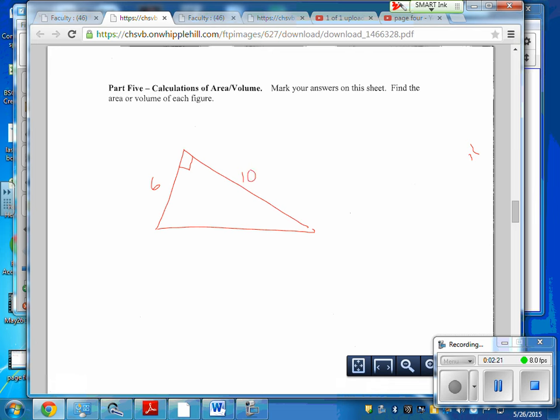You should know that the right triangle legs are perpendicular. So either one of these could be the base and the corresponding altitude. So the area would be 1/2 times 10 times 6, which is again 30. And again, if these are millimeters, that would be millimeters squared. You do not have to find the hypotenuse to do this.